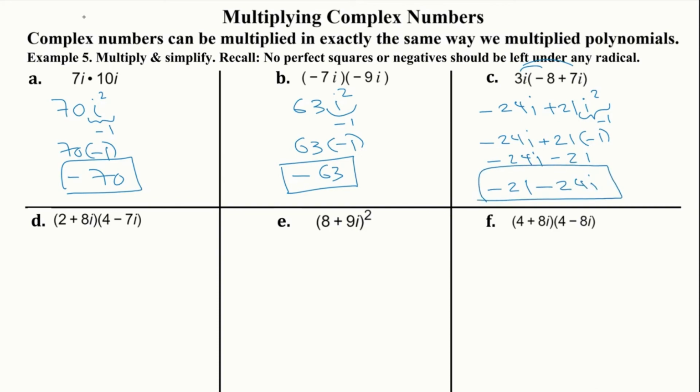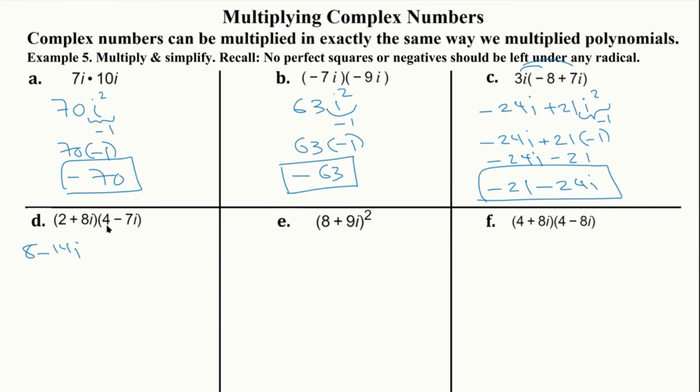For these, you just distribute just like you would with polynomials, right? So first, we'll go ahead and distribute the 2. When finished, we'll distribute the 8i. So 2 times 4 is just 8. 2 times -7i, that'll be -14i. Positive 8i, we're distributing the 8i now.